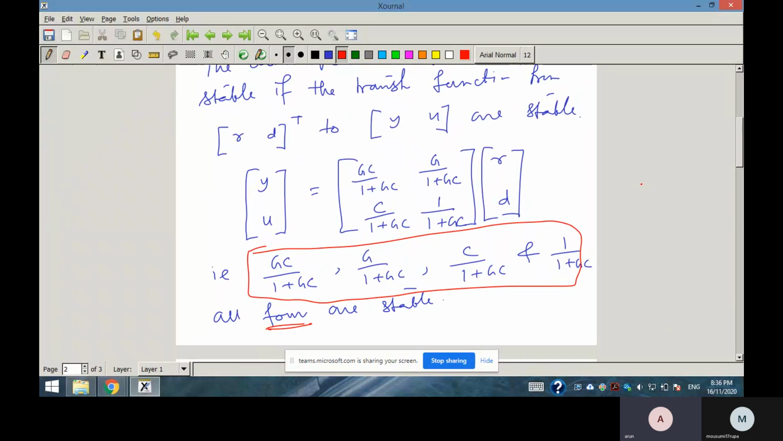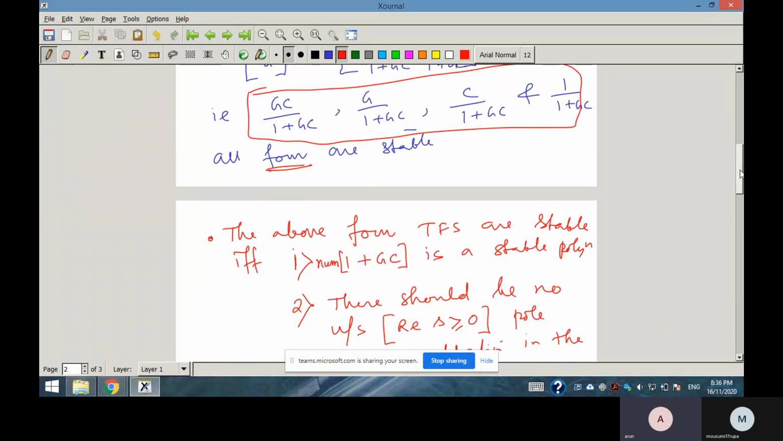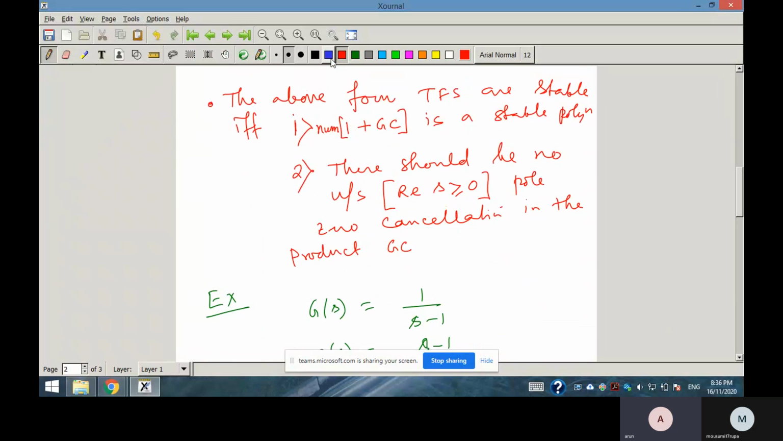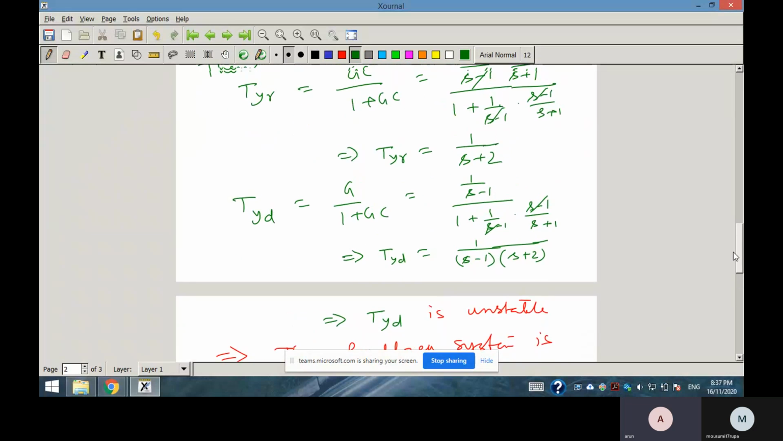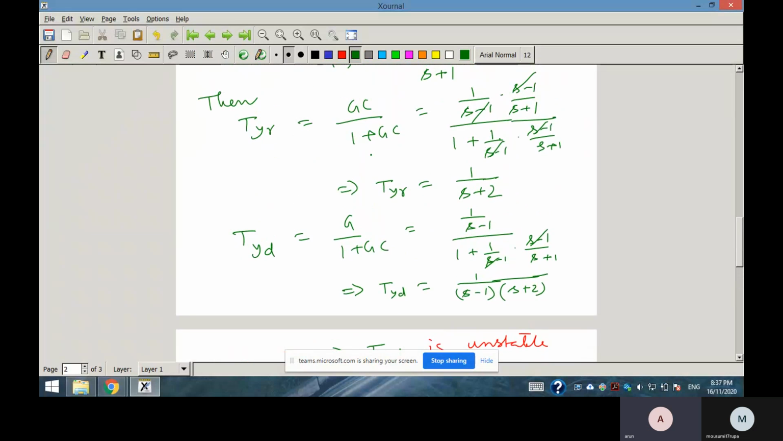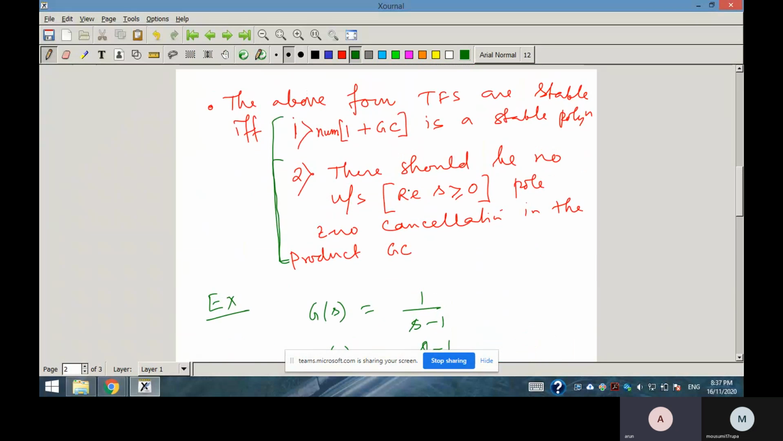Okay, so the necessary and sufficient condition for internal stability is this one. First, the numerator of 1 plus GC must be stable. If you compute G into C, the numerator of 1 plus GC will be s plus 2. So it is stable. You may think, well, it is stable, but this is not correct, and the second condition is not satisfied.